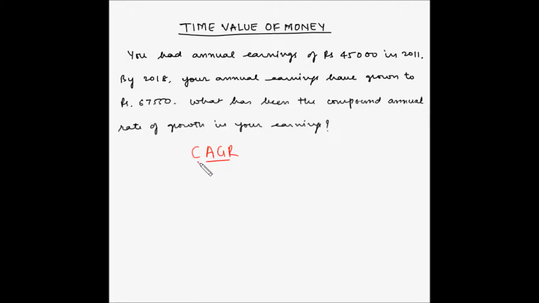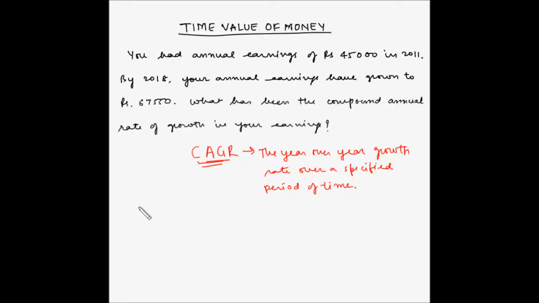A lot of times the companies quote their growth rate in terms of compound annual growth rate. So what does CAGR mean? So CAGR is the year over year growth rate over a specified period of time.